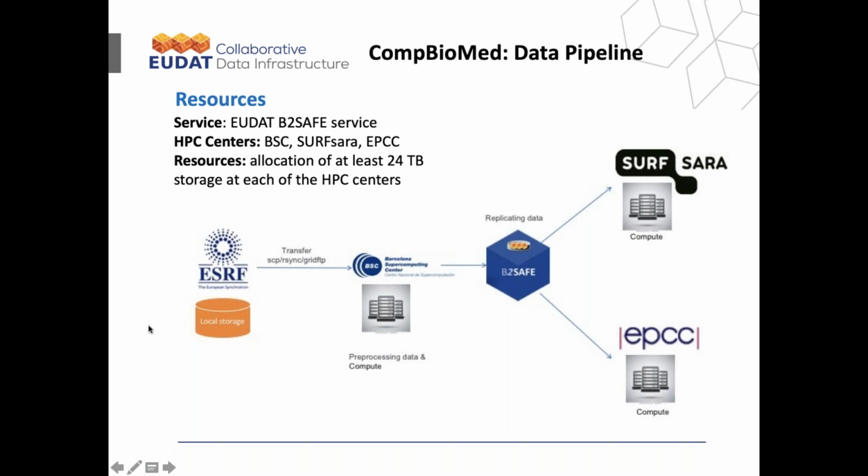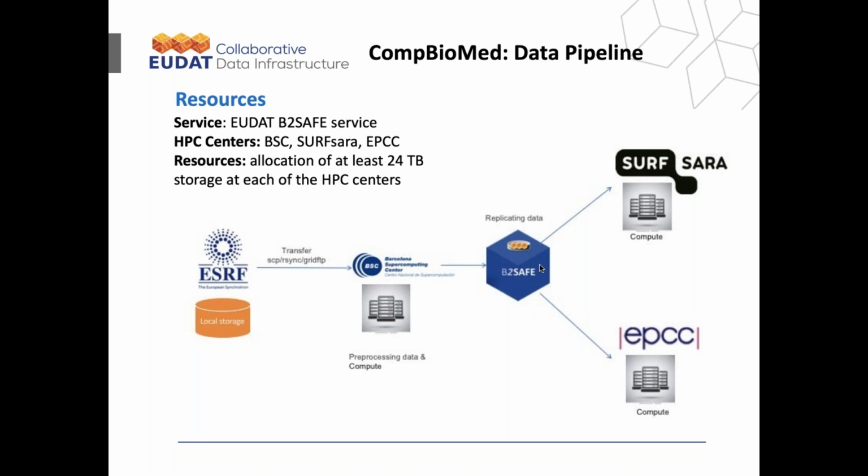This is the data pipeline. As you can see, the data was produced in a laboratory at ESRF in France, and then it was transferred to the Barcelona Supercomputing Center for pre-processing and computing of the data. But of course, it would be much more powerful if the same data can be processed and the simulations can be run on the other two HPC centers involved in the project, SURFsara in the Netherlands and EPCC in the UK. So what we did was to set up this pilot to replicate the pre-processed data from BSC to SURFsara and EPCC using B2Safe.